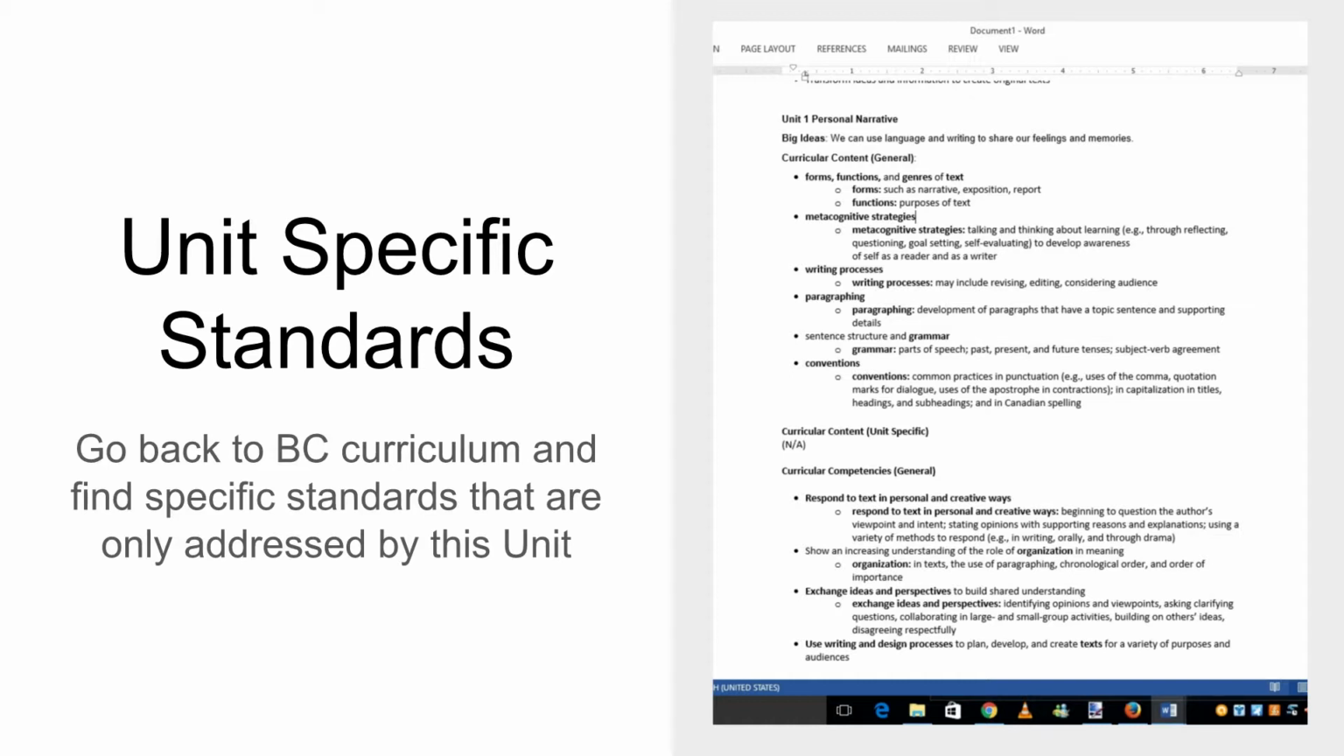The research unit that I intend to do will certainly have some different research skills involved that I'll be able to assess the students on. So in those situations, I would be adding some different unit-specific curricular content. In this case, I didn't have to.